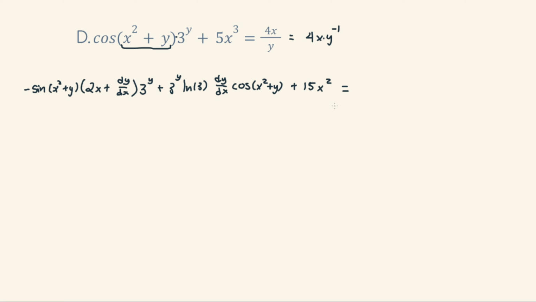This is another product rule. So the derivative of 4x, that's going to be 4. We multiply it by the second function, y to the minus 1.